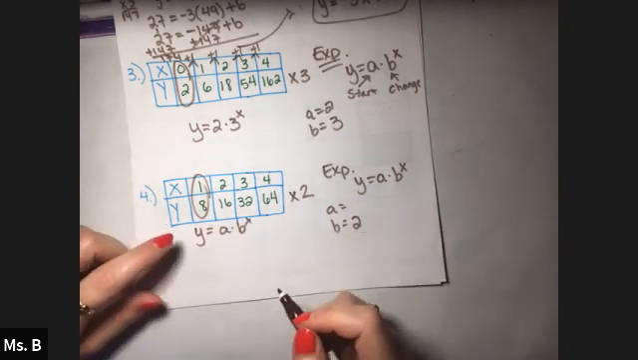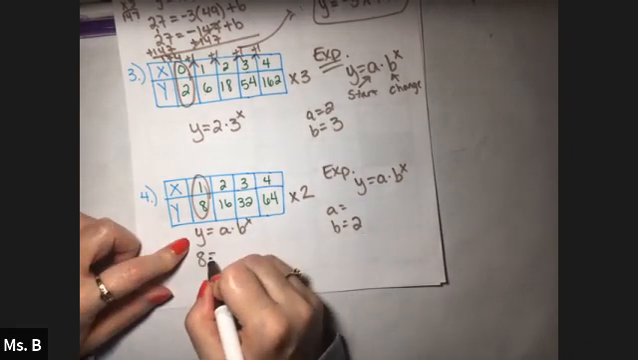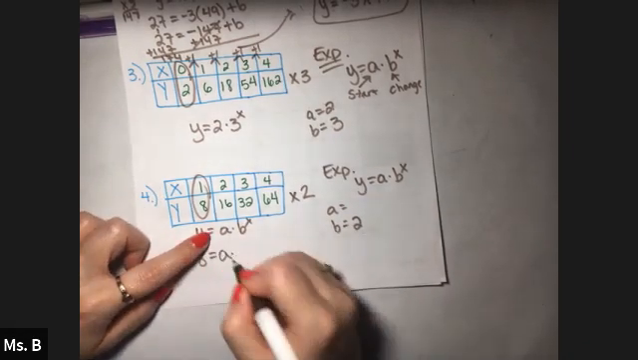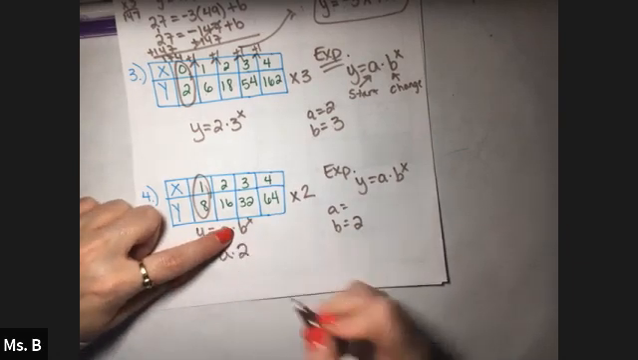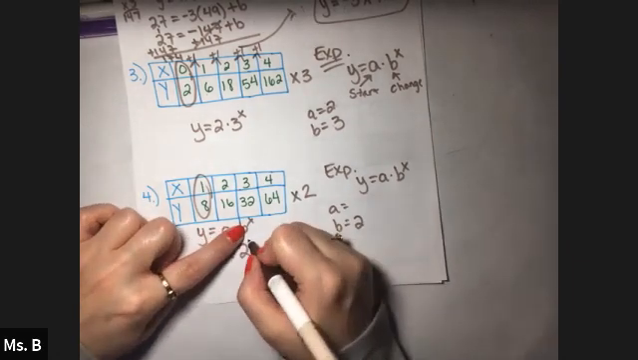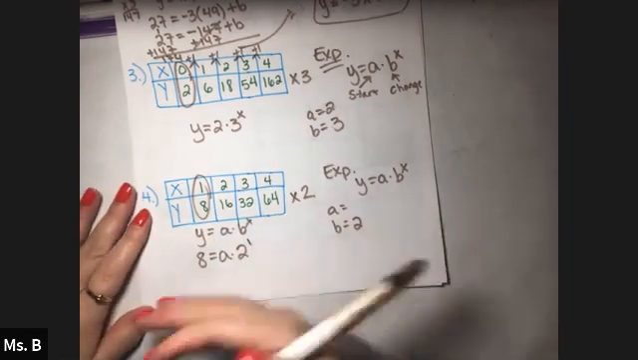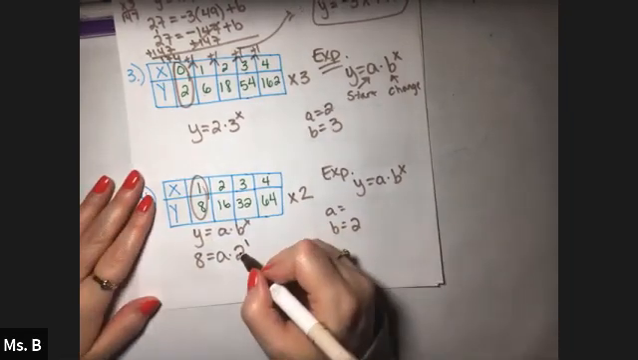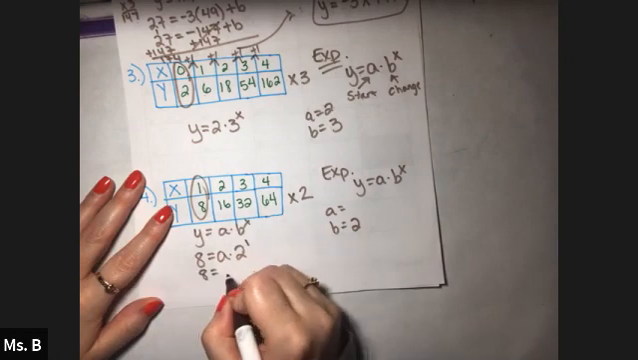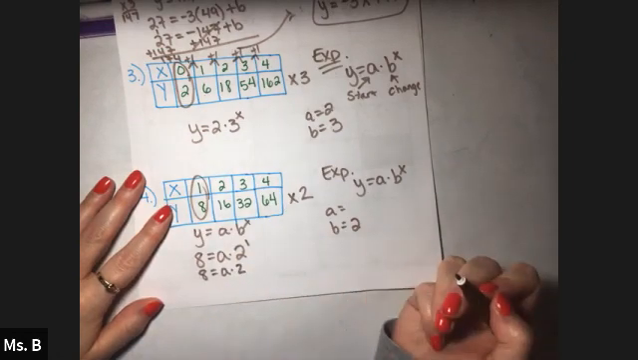Okay, so the y value that we chose was the 8. Our a is what we're looking for. We said that b is equal to 2. And the x that I chose was 1. Okay, now we're going to do the order of operations. So we're going to do 2 to the first power, which just gives you 2.